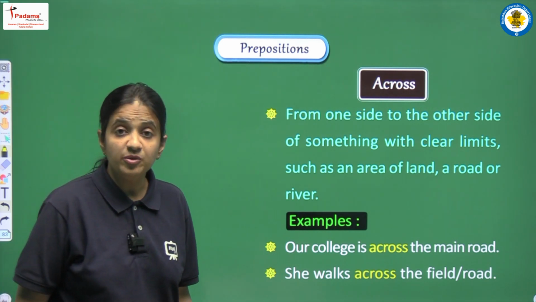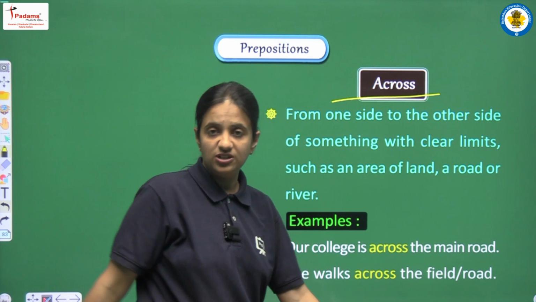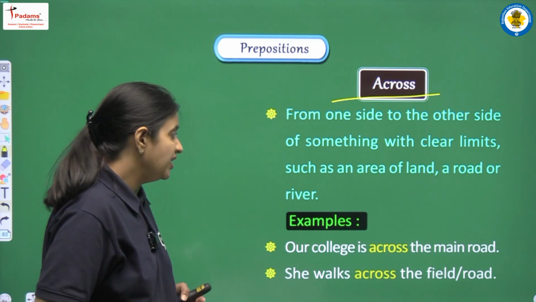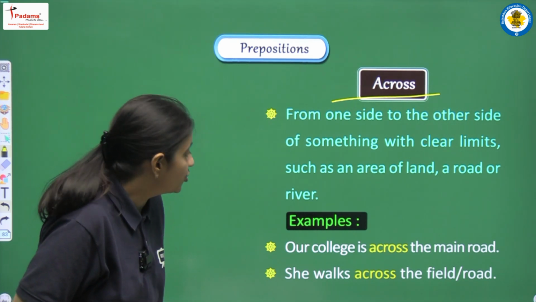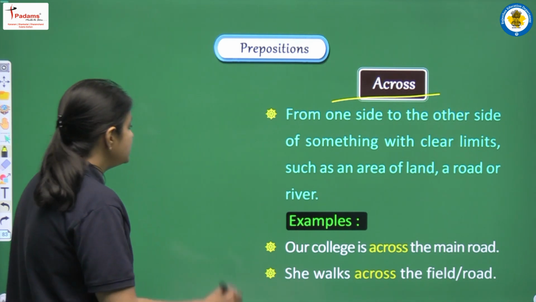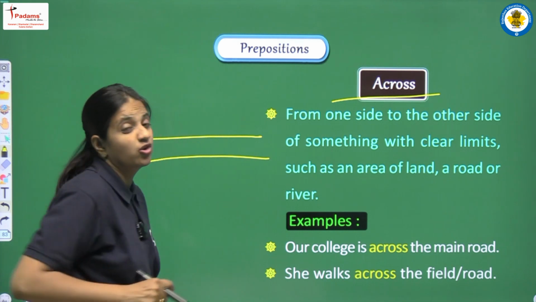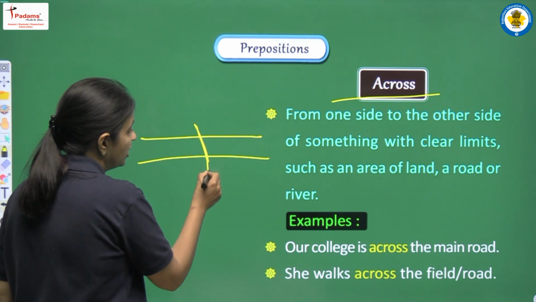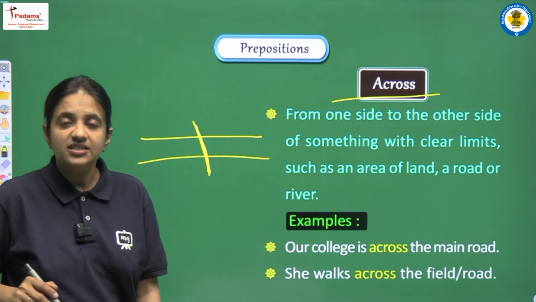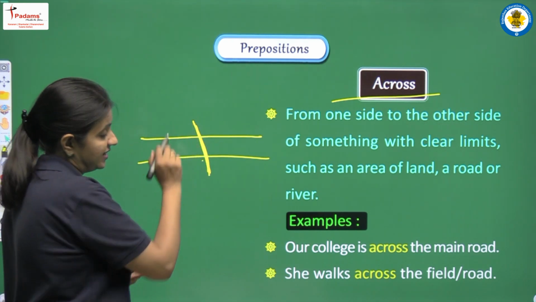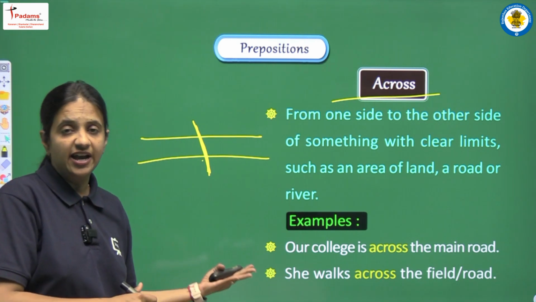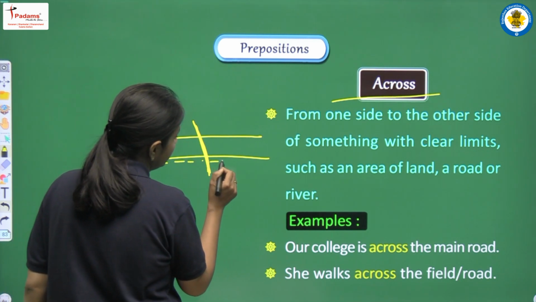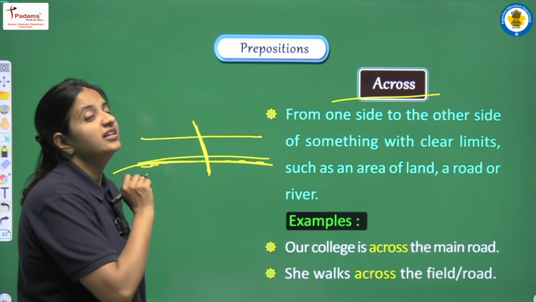Now we have a new preposition, that is "across". So let's see the different uses of across. From one side to the other side of something with clear limits, such as an area of land, or a road, or it can be a river also. So students, let's try to understand the difference between across and along. Across means we are crossing the road. We are going from this corner to that corner, from this side to that side, from right side to left side. So this is the use of across, and we will read along also. When we are going in the same direction, in the same line, then we use along.